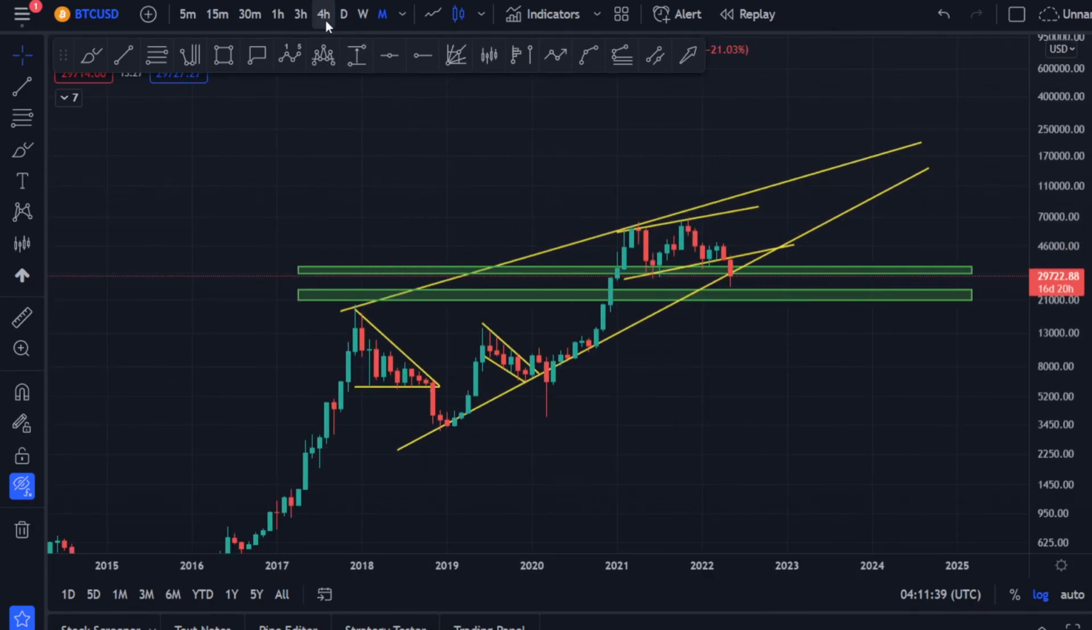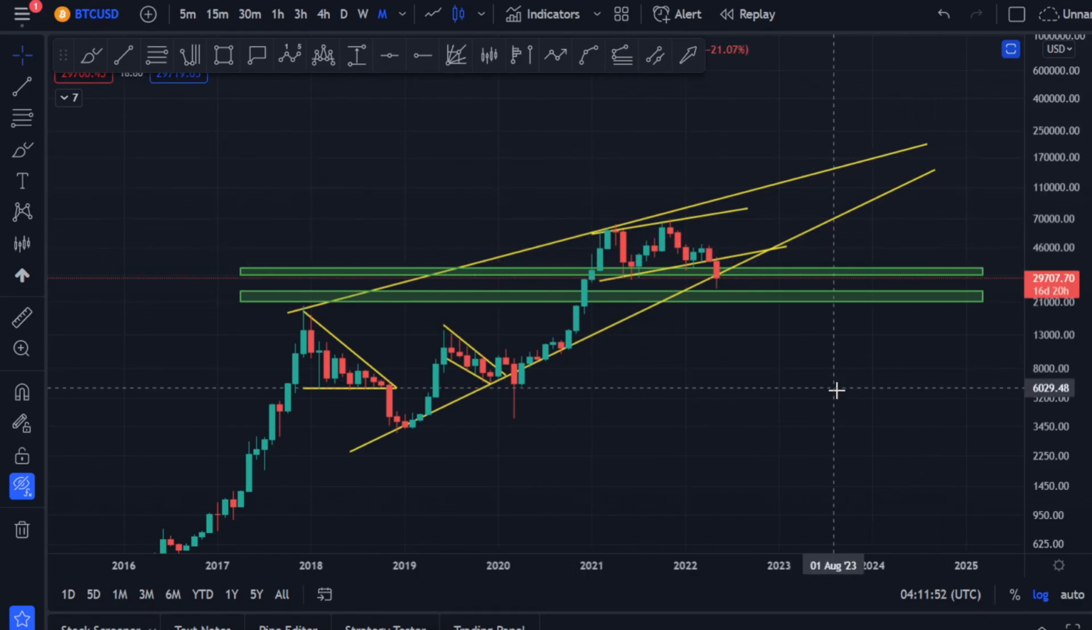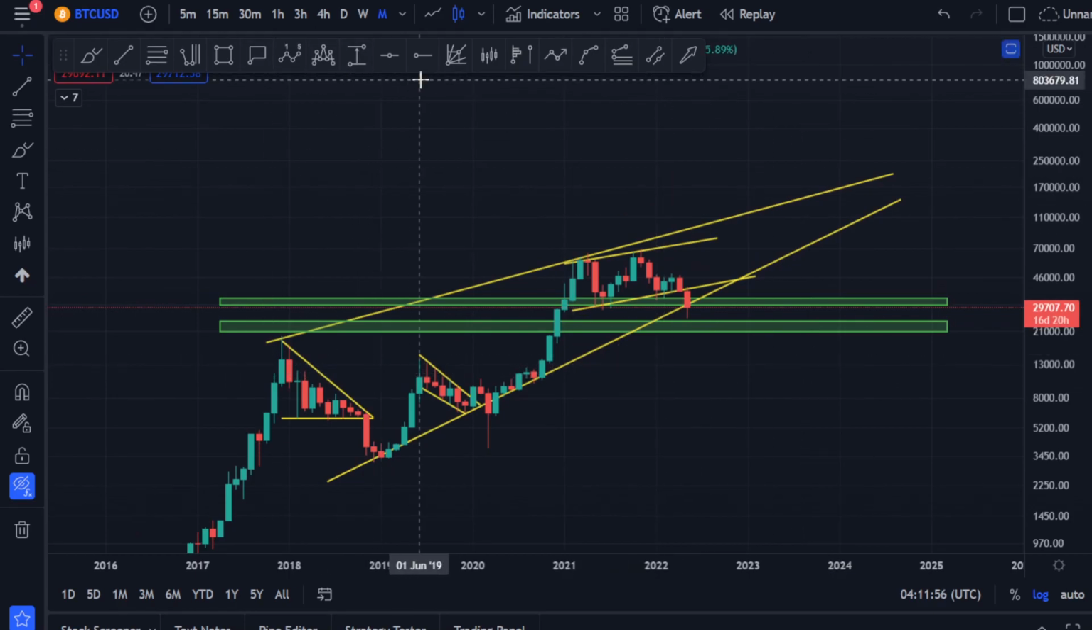But just keep an eye on the 4 hourly for the short term, and weekly and monthly, if we can get inside this rising wedge or channel, whatever you want to call it, that would be great, because if we do get in it, then things will start looking extremely good for Bitcoin.